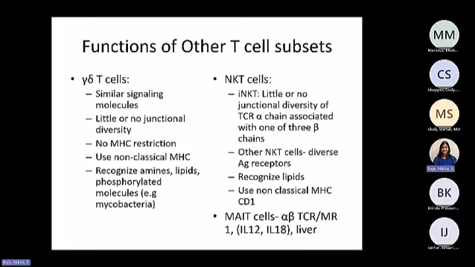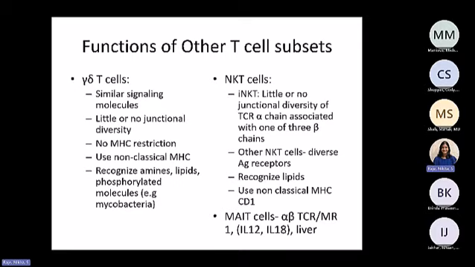Some of the other T cell subsets that we don't typically talk about are gamma delta T cells and invariant NKT cells, or sorry, NKT cells in general. So the gamma delta T cells don't have as much diversity as alpha beta T cells. When we talked about these CD4 cells and the Th subsets, we were talking about all of those cells that are single positive and they are alpha beta TCR positive cells.